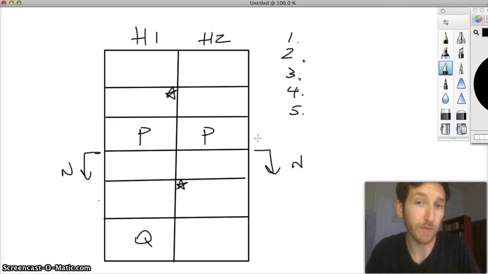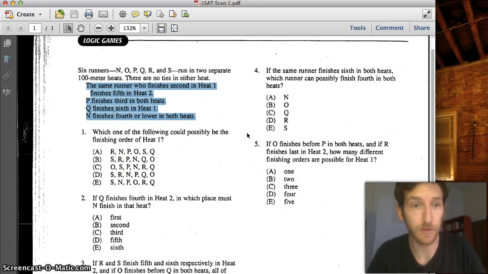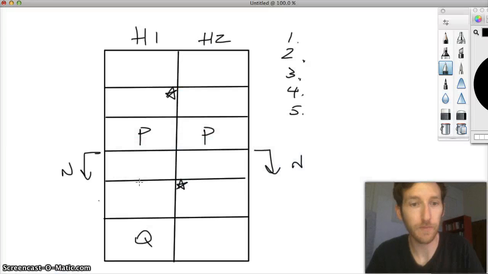And so I'm going to fill in this table for some of them, except for the first one. I think we can just talk it out. So if you look at the first problem, it says, which one of the following could possibly be the finishing order of heat 1? Well, it seems as though if you do something like a process of elimination, answer A and answer E both suffer from the same problem. That problem is that N finishes second in both of those answers. But we know, based on this rule, that N always has to finish 4th or lower. So it doesn't look like A or E could be the possible answer.